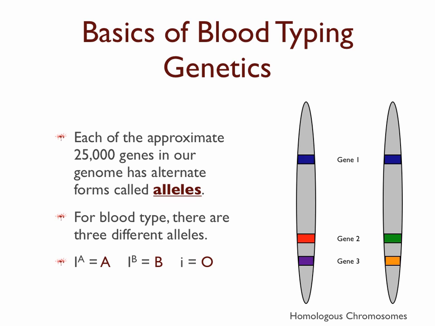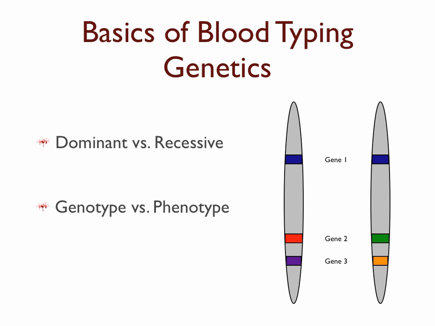Let's take a closer look at each of the genes in this figure. Not all of the alleles in your genome are equal. For example, dominant genes are genes that mask the expression of an alternate gene at that locus. The gene whose expression is masked or hidden is called a recessive gene. With blood types, the A allele is dominant, the B allele is also dominant, and the O allele is recessive.